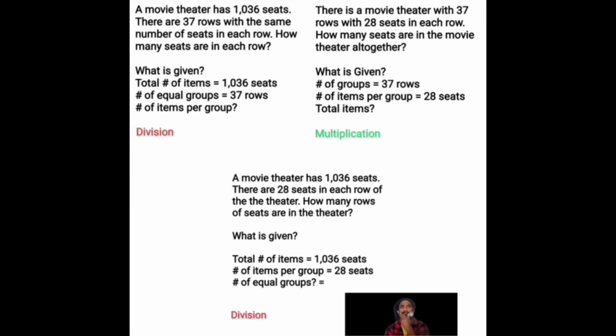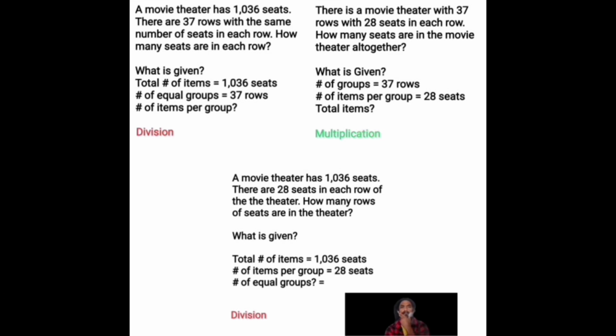In our second problem, there is a movie theater with 37 rows and 28 seats in each row. How many seats are in the movie theater altogether? So in this problem, you're given the number of groups, which is 37 rows, and the number of items per group, which is 28 seats, and you're asked to find the total number of items, which in this case would be the amount of seats altogether. So you're going to have to multiply in this problem.